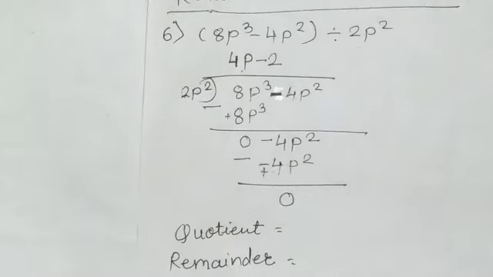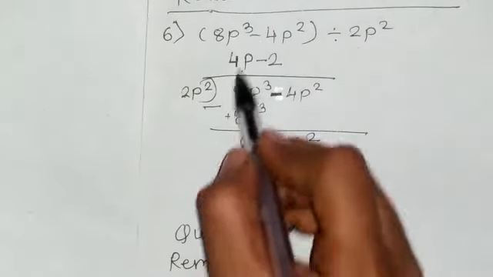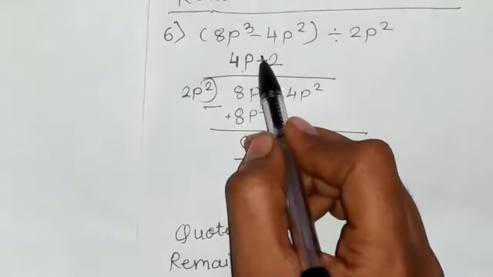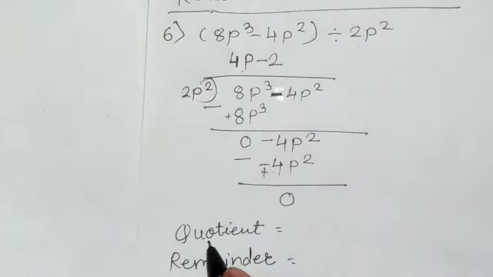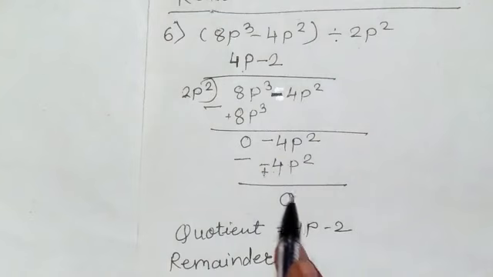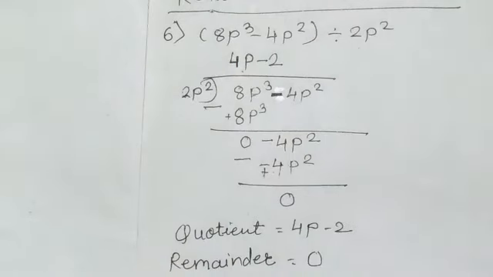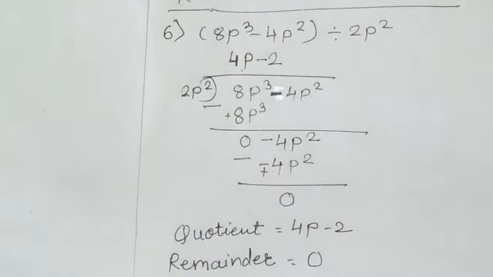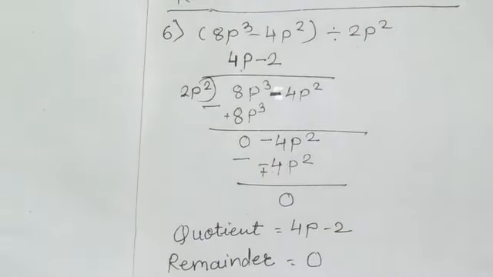At last you have to write the quotient and remainder. Whatever answer is coming at the upper position is the quotient, which we write as 4p minus 2. And whatever is coming at the bottom is called the remainder, that will be 0. Like that you have to write the answer. If you want, you can take a screenshot.